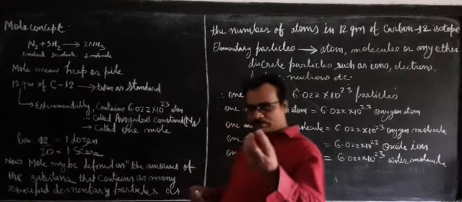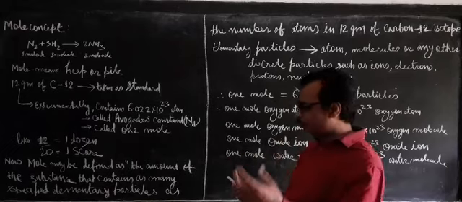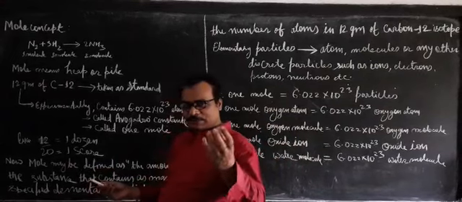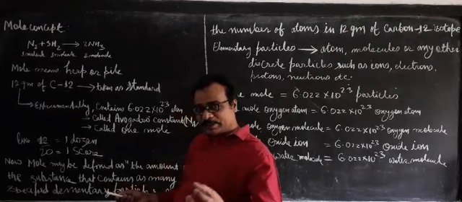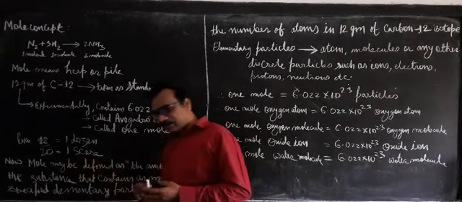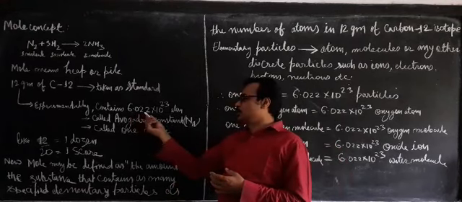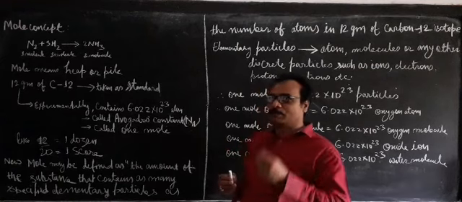1 score. So if you have been given 20 items, you will say I have got 1 score of that substance. If you have been given 12 mangoes, you will say that I have got 1 dozen of mangoes. If you have been given 20 bananas, you will say that we have 1 score of bananas. In the same way, if we have been given 6.022 into 10 power 23 bananas, then you will say we have 1 mole of bananas.